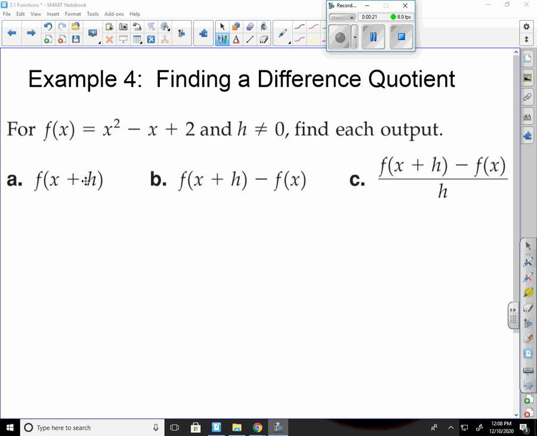So I'm going to do part A first, which is f of x plus h. Whenever we have f of x plus h, it means everywhere that there's an x, I need to put in x plus h. You're going to see this gets a little difficult. If I plug x plus h in first, I'm going to have to square that, so I'm going to have to FOIL that.